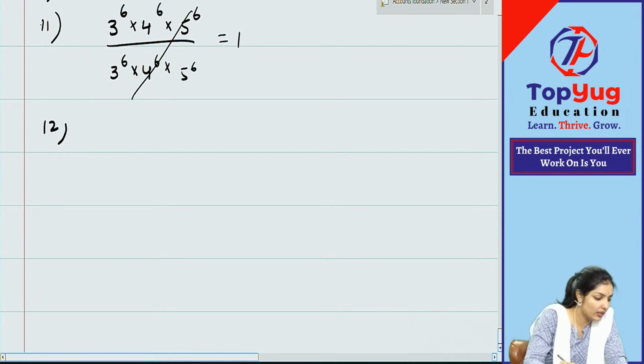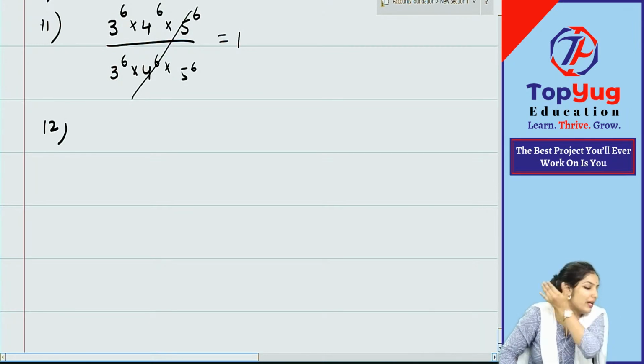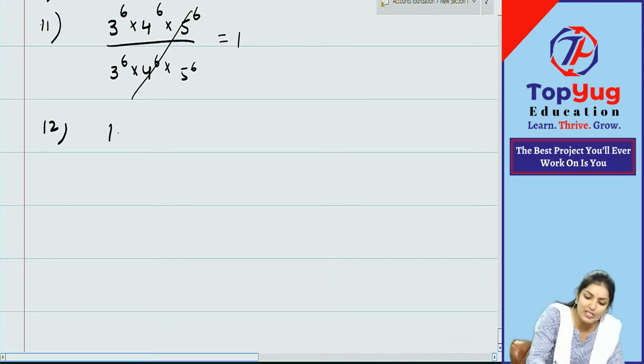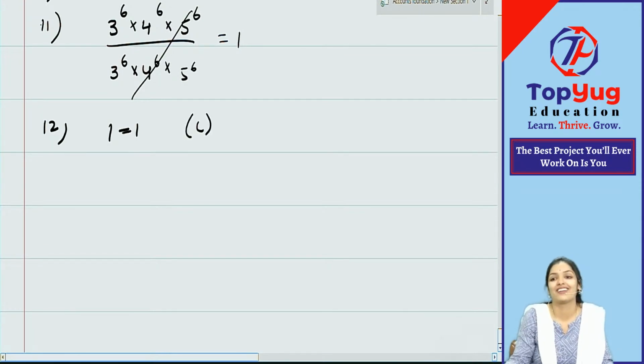Now 12th one. Which is true? You people tell me which is true. Anything to the power 0 is 1. So 1 will always be equal to 1. So the option would be only C.